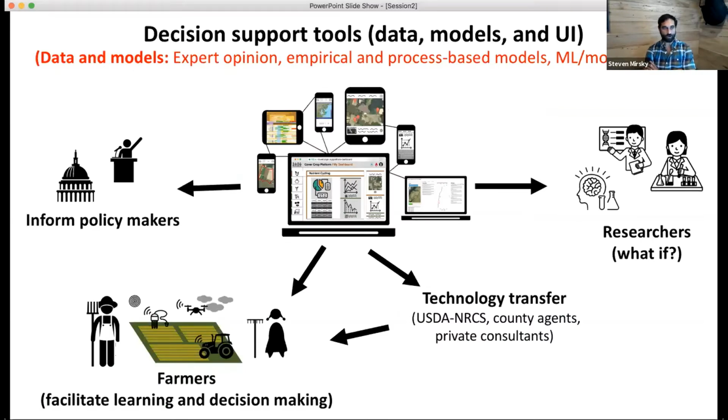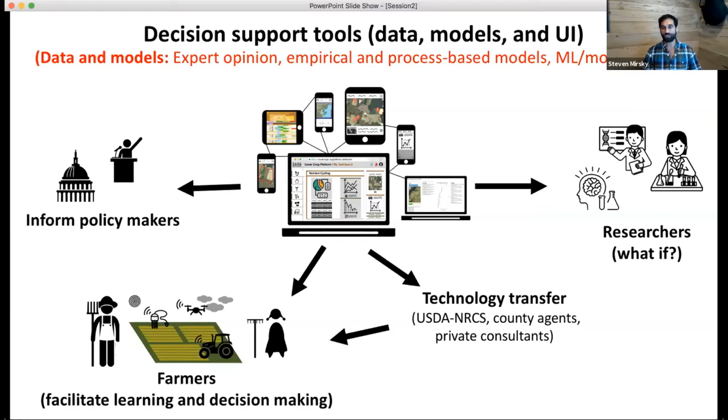So I just want to make the point here, what are the decision support tools, right? Decision support tools is data, models, and a user interface, right? So that's what our team is working on, all of those things, right? The data and the models that we're working with include expert opinion, empirical and process-based models, and in some cases, we're doing some hybrid modeling with machine learning and process-based models. So I just wanted to define that so everybody's clear what we're talking about here.